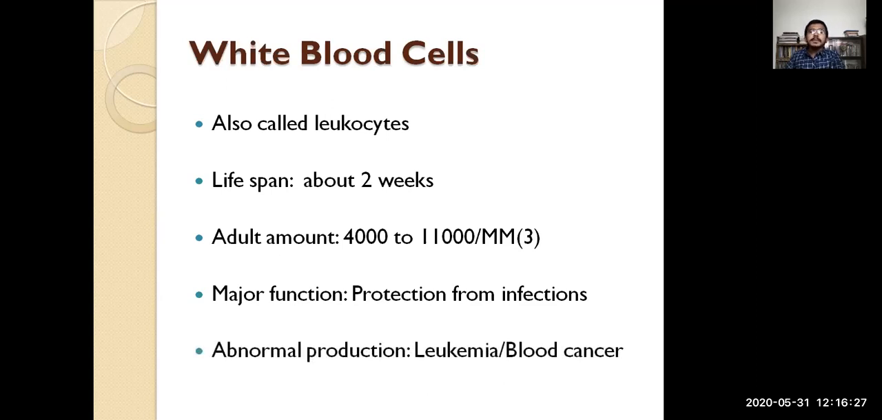And if the white blood cells are produced in excessive amounts due to different factors, like if there is excessive use of chemotherapy or radiotherapy or toxic drugs, then the normal stem cells that produce the white blood cells might get mutated, and that results in the excessive production of white blood cells. This abnormal condition is known as leukemia or blood cancer.